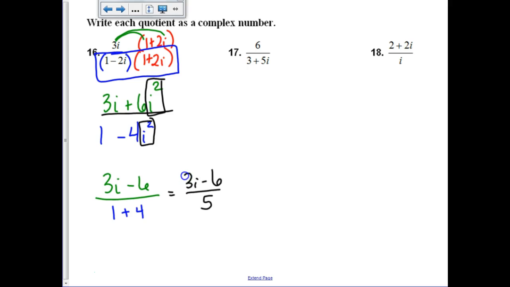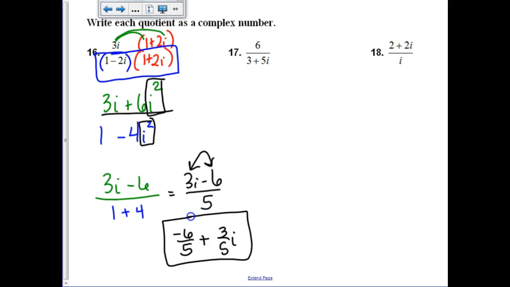Now this is where it gets kind of tricky. I want this written in a plus bi form. So I need to reverse the order of my numerator, and I need to divide both of them by a 5. So it's negative 6/5 positive 3/5 I. Division is the least favorite arithmetic operation for most things, i's included.